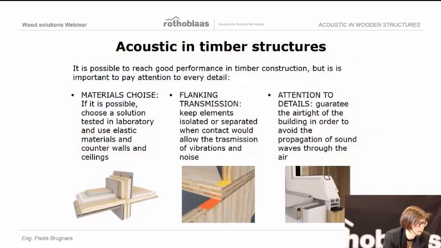In conclusion, I would like to remind you that in order to reach good acoustic performance in timber construction, it is important to choose the right material and work with tested solutions, adding elastic material, plasterboard panels, suspended ceiling and so on. It is very important to work on flanking transmission, because keeping elements isolated will reduce the transmission of vibration. And then be careful with the details in order to guarantee a very high performance. So air tightness is very important to avoid the propagation of the sound waves through the air.